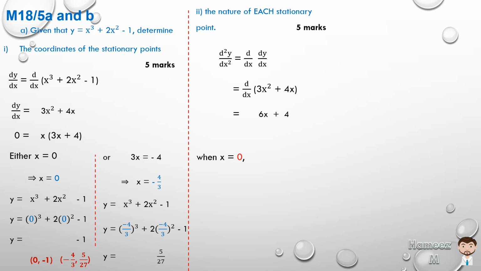So now that we know the second differential is 6x plus 4, let's substitute when x is equal to 0 at the first stationary point. So that will give us d2y dx squared is equal to 6 by 0 plus 4. And that works out to be something which is positive or greater than 0. So that indicates it's a minimum point.